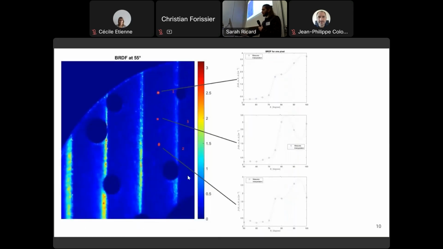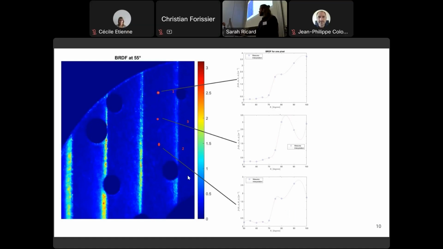And here we see one color, which indicates a significant reflection of light around these areas, around these pixels. This is due to the surface architecture with grooves, and you see regularity. That is not concerning. And we compute the BRDF on each pixel for all angles, and we obtain three examples.